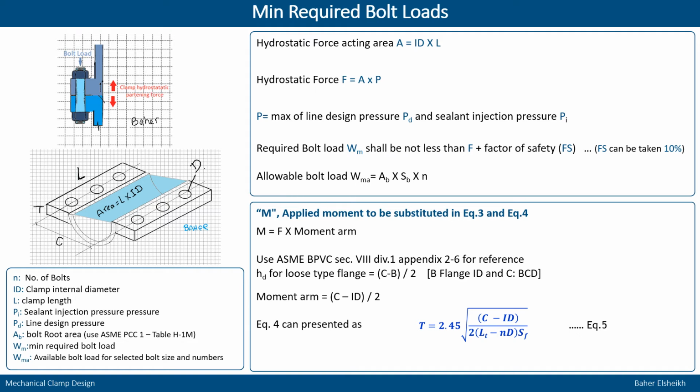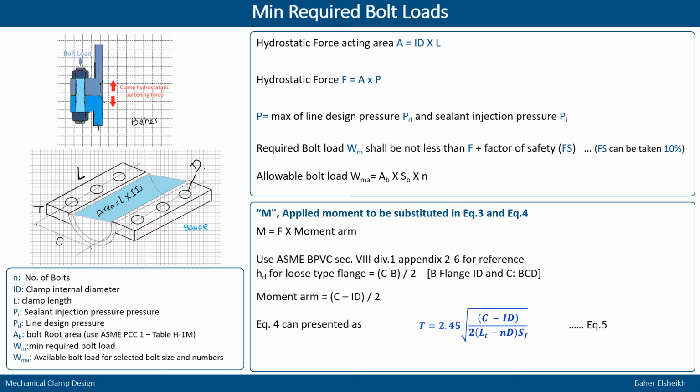Now to get the applied moment in equation 3, which was in the previous slide, we can use ASME Boiler and Pressure Vessel Code Appendix 2 as the reference for the HD value, which is the arm of the moment to be applied. For the loose-type flange, it is C minus B over 2, where C is the bolt circle diameter and B is the ID of the flange.